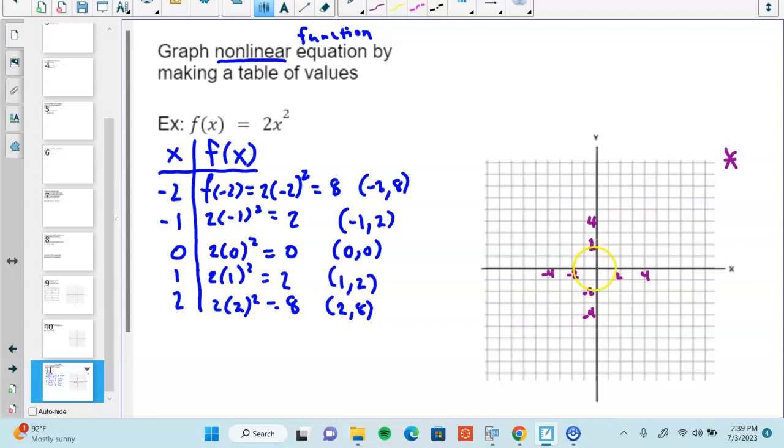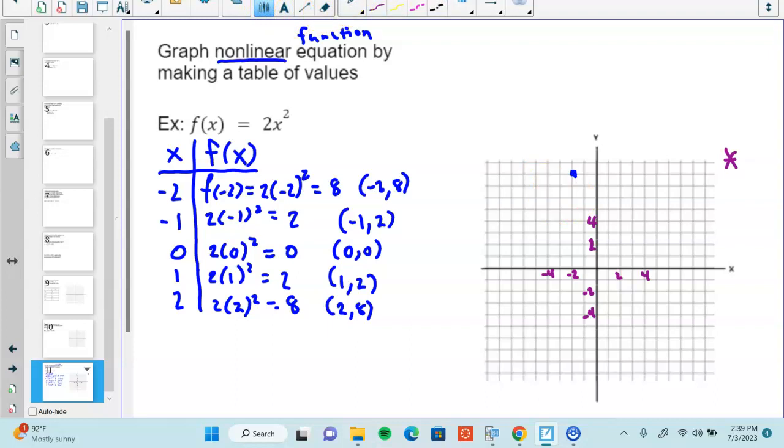So I have negative 2, positive 8. So I'm going to go over to negative 2 on the x, up to positive 8 on the y. That's 4, 5, 6, 7, 8. Oh, there's 8 right there. To go high enough here.